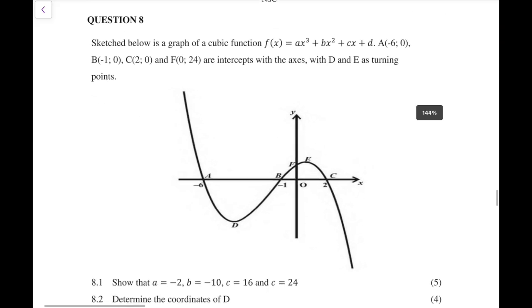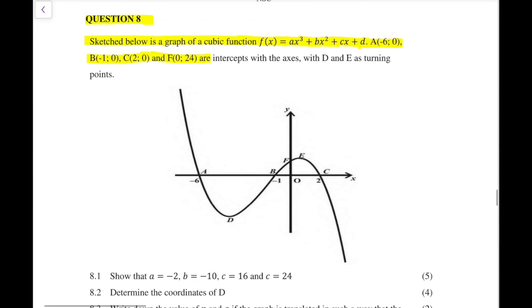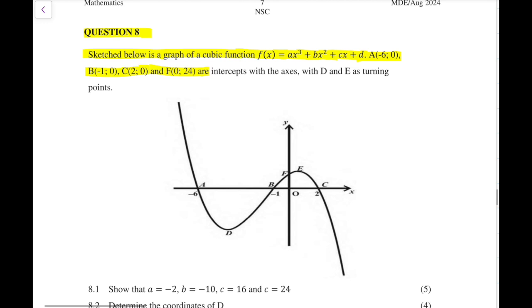Question 8 says, sketch below is a graph of a cubic function, ax cubed plus bx squared plus cx plus d. a is minus 6. Okay, so a is minus 6, b is minus 1, c is 2, and f is (0, 24). So they've given us our factors here already. So what you can actually do is the following. When you're given each of your factors, you can structure this.